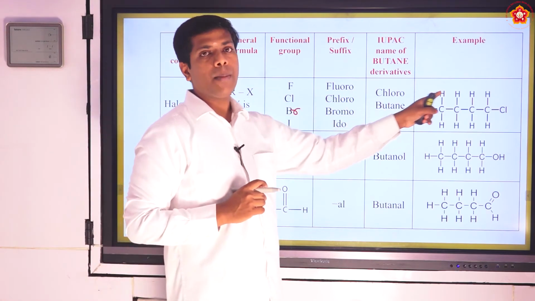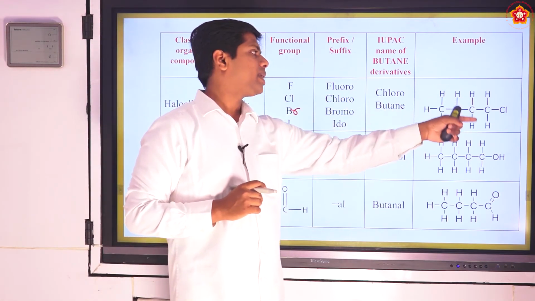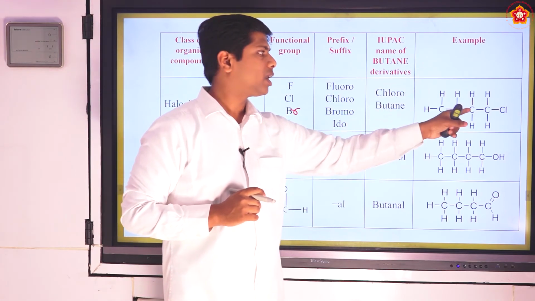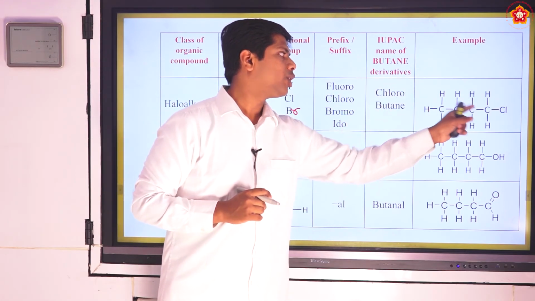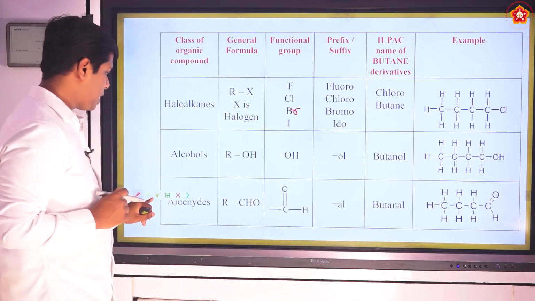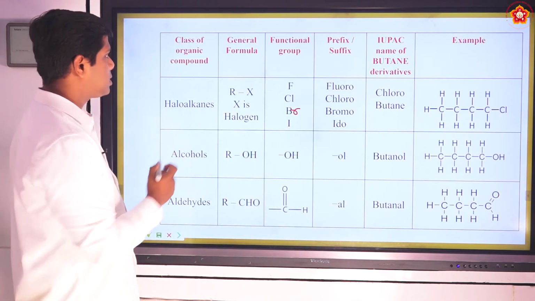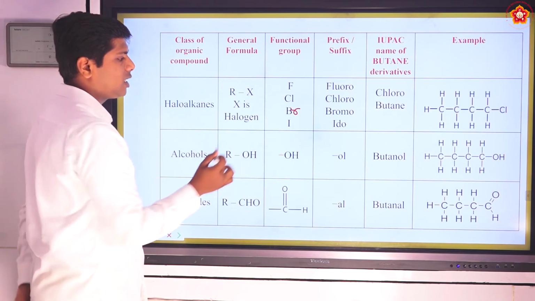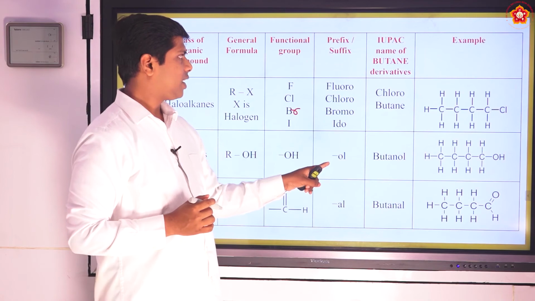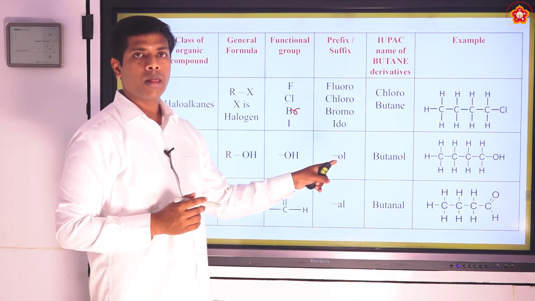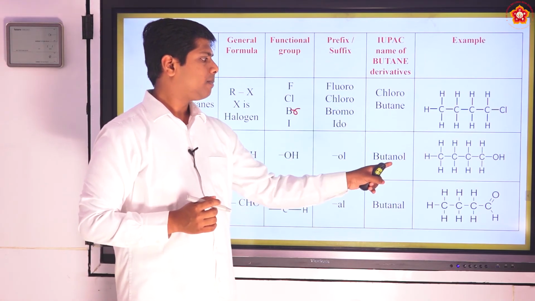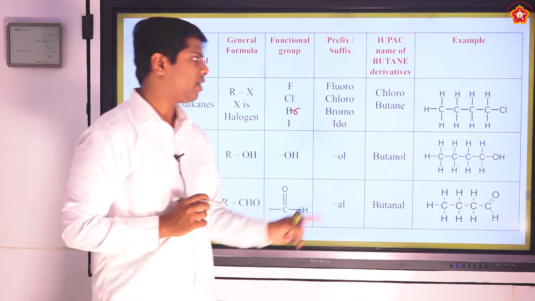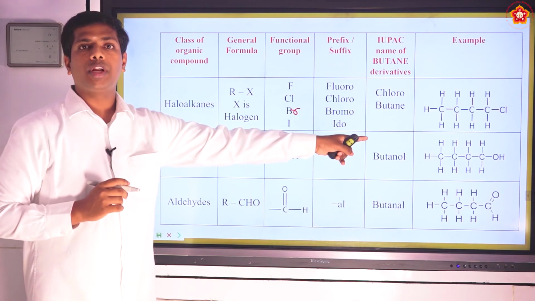For the structure example, we have taken butane and replaced the hydrogen atoms on the first carbon with a chlorine atom, and then it becomes 1-chlorobutane. Similarly for alcohols, the general formula is ROH, the functional group is OH, the suffix is -ol, for example butanol, and the structure example we have taken is 1-butanol.